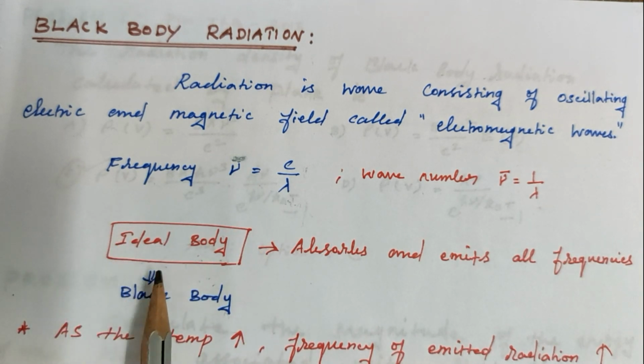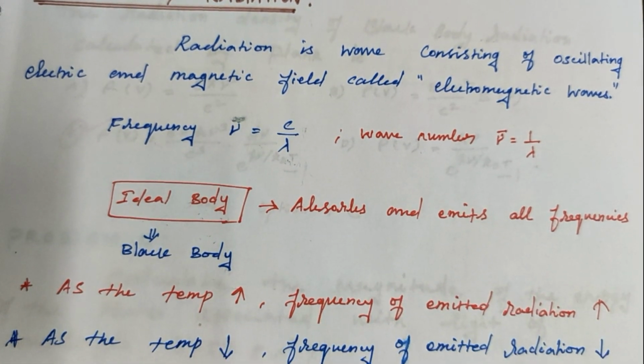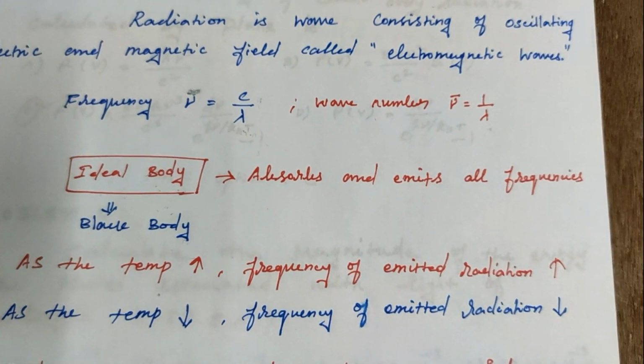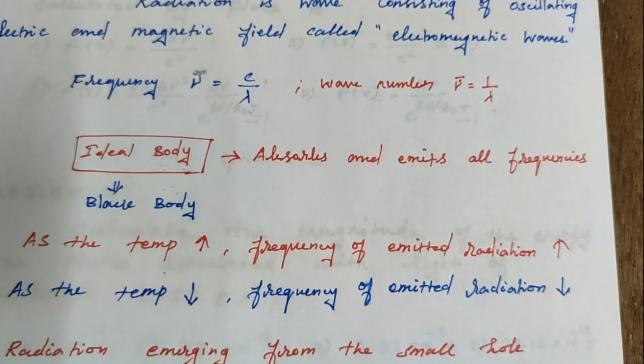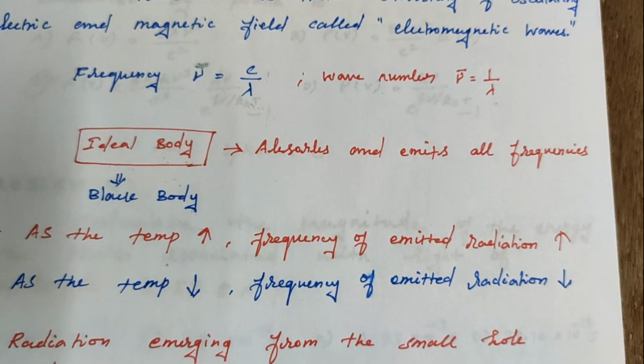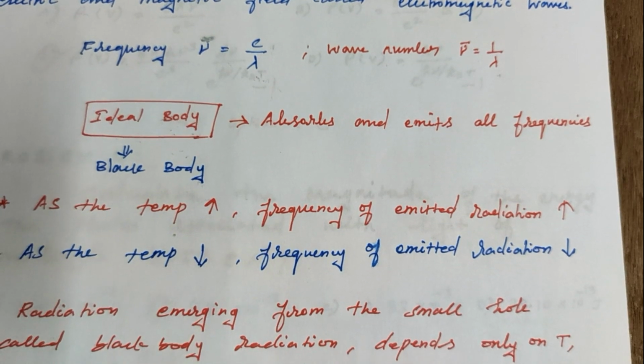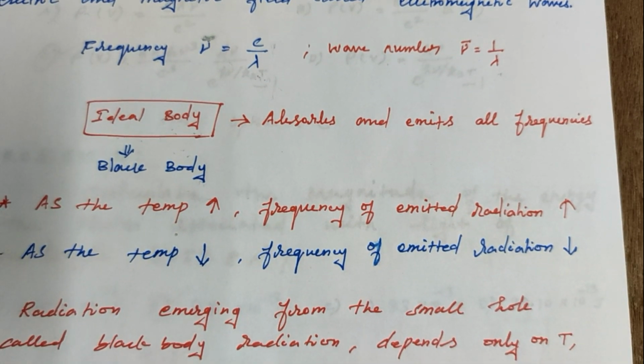The experimental observations of blackbody radiation cannot be explained by classical mechanics. An ideal body that absorbs and emits all frequencies is known as the black body. When a stove burner is heated, first it turns dull red.